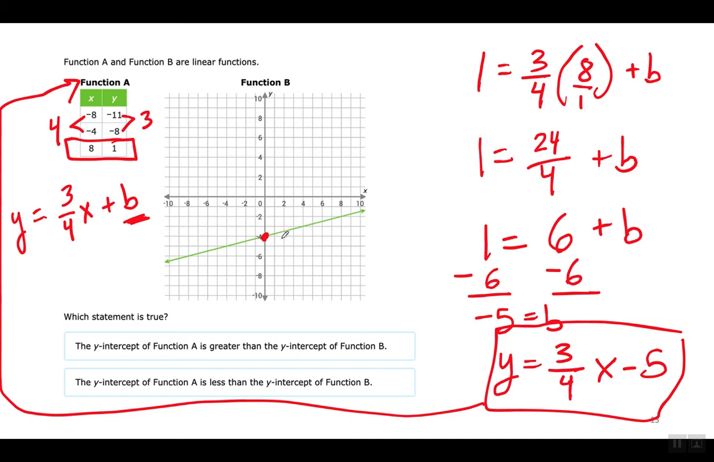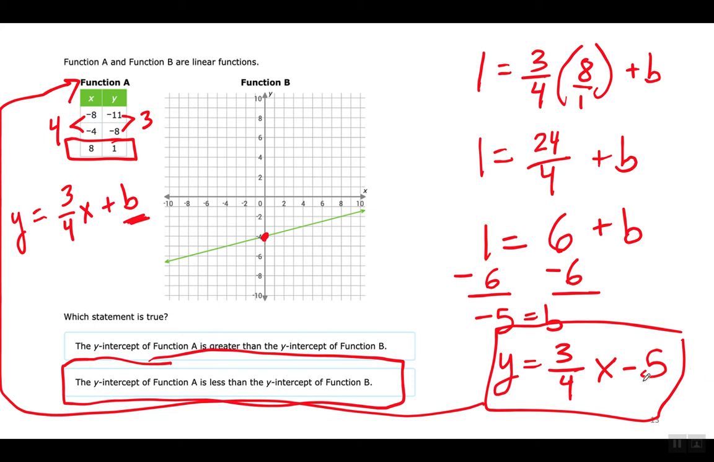And in function B, the Y-intercept is negative 4. So negative 4 is greater than negative 5. Negative 5 is less than negative 4. So the correct answer is that the Y-intercept of function A is less than the Y-intercept of function B.